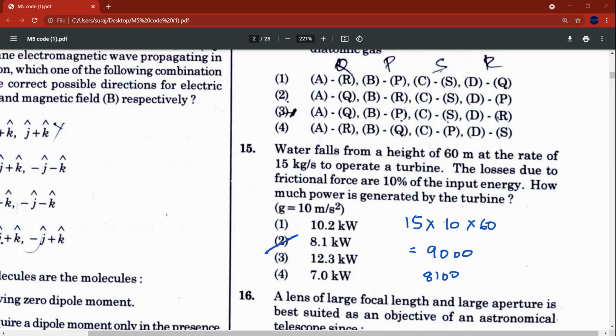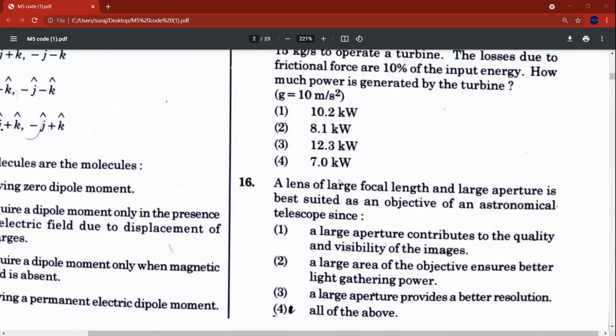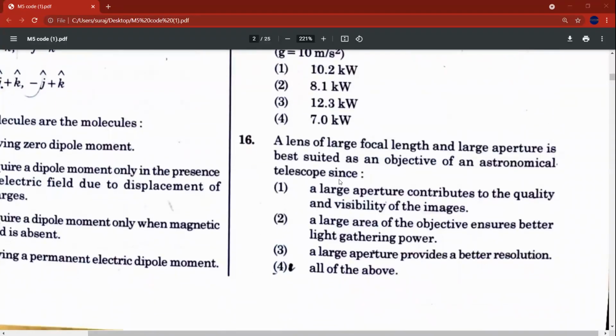Now coming to question number 16. A lens of large focal length and large aperture is best suited as the objective of an astronomical telescope, since a large aperture contributes to quality and visibility of the images. Yes. A large area of the objective ensures better light. Yes. Large aperture provides better resolution. Yes. Option 4 is correct. The 16th is option 4.